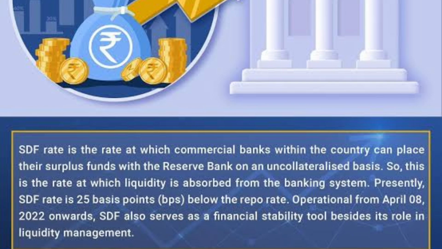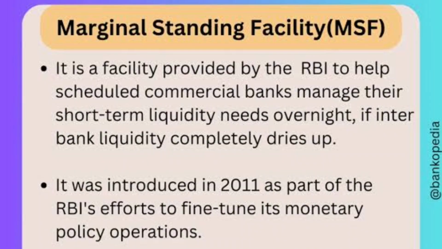What is a marginal standing facility? It is a loan facility given by the RBI to banks against their government securities, treasury bills, etc. It is a loan for overnight, that is 1 day. Currently, the marginal standing facility stands at 6.5%.